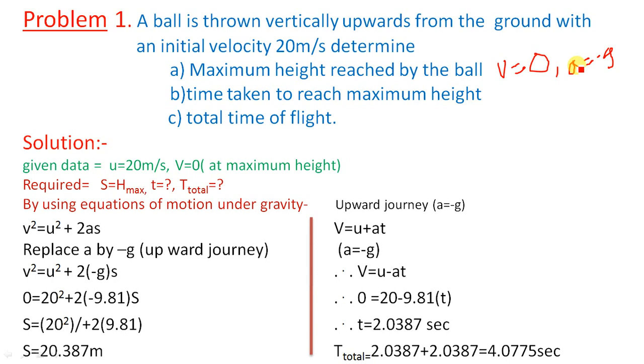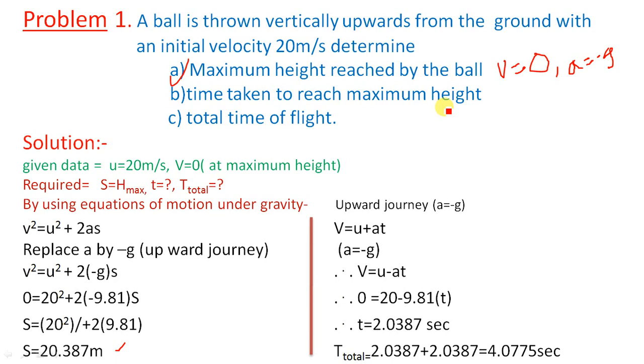Can you find out s? Yes, by using this equation, v square is equal to u square plus twice as. In that equation only s is unknown. Substituting the values, v is 0, u is 20, plus twice a, where a is minus g, that is minus 9.81, into s. From that you will get the value of s. Now s is known, the first point is over. Now the time taken to reach the maximum height. Now we have to find out the time t.